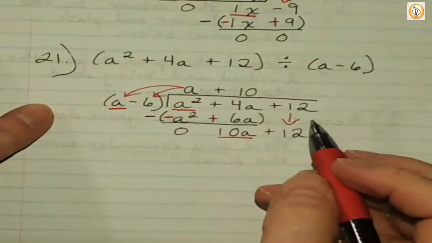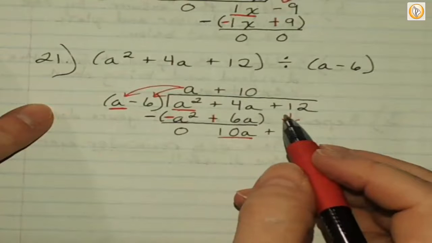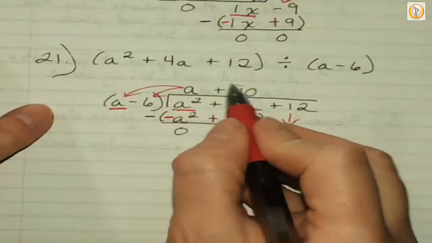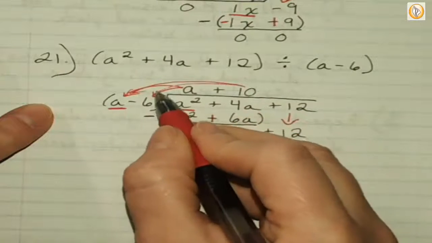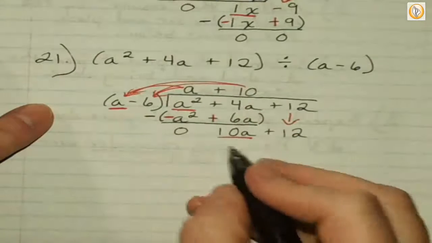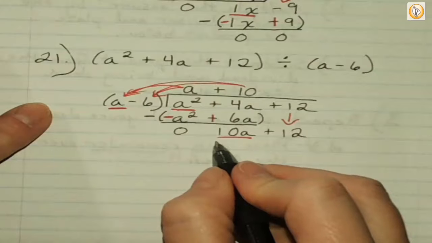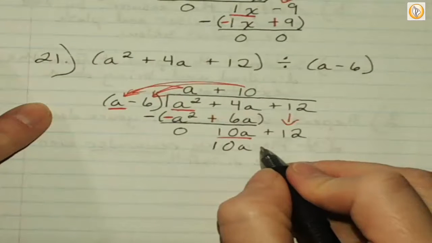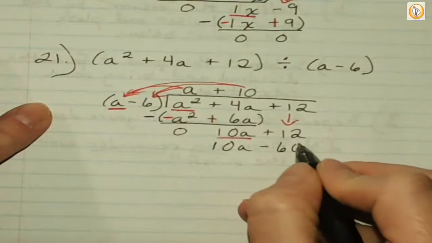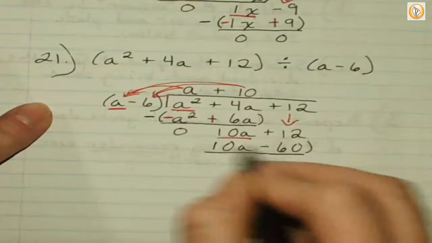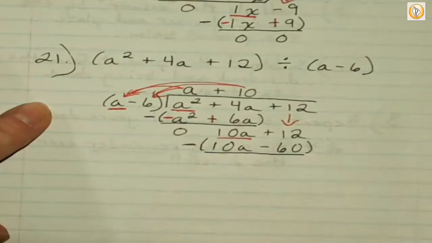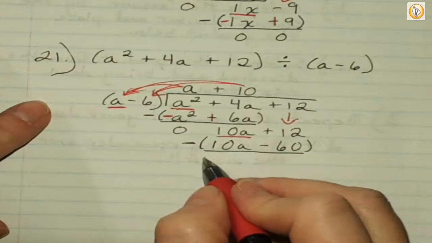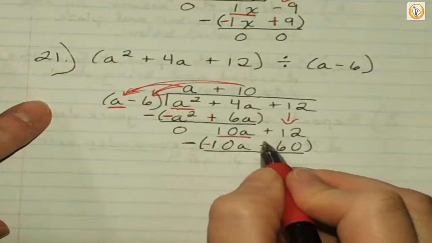All right, Michaela, what do I do now? You're going to multiply 10 by everything in the parentheses. That's right. So 10 times a is? 10a. And 10 times negative 6? Negative 60. Put it in parentheses, and we subtract. So, Cecilia, what happens to everything in here? It's negative 10a plus 60.